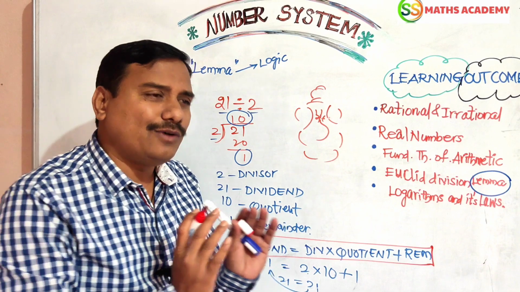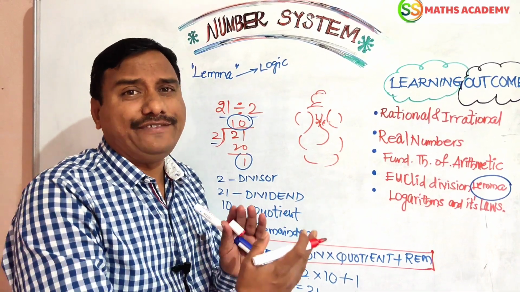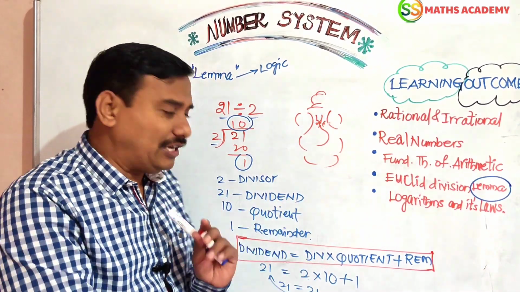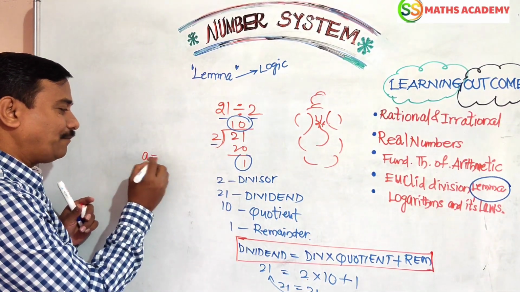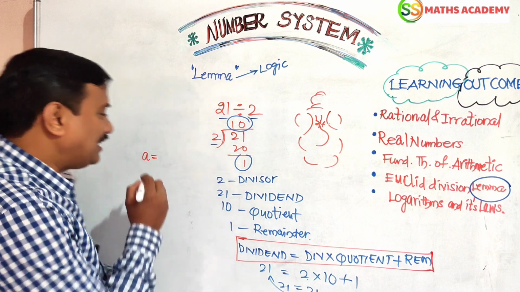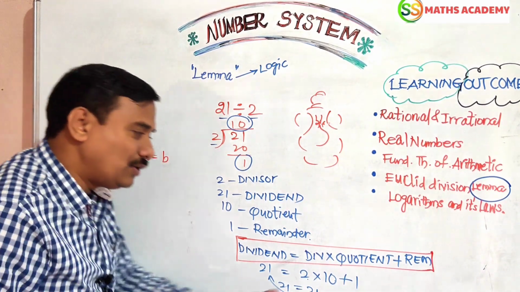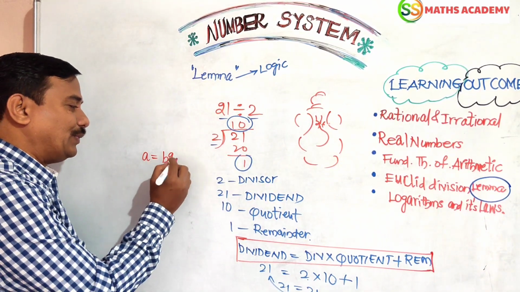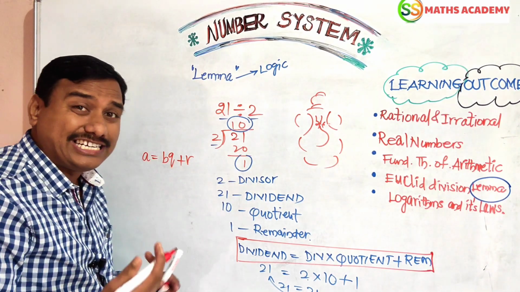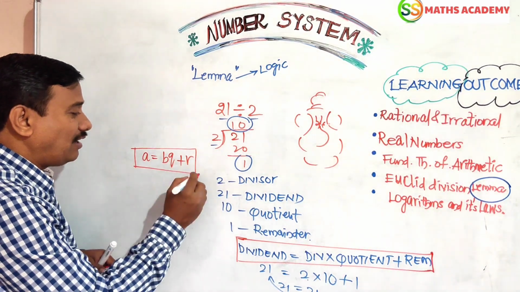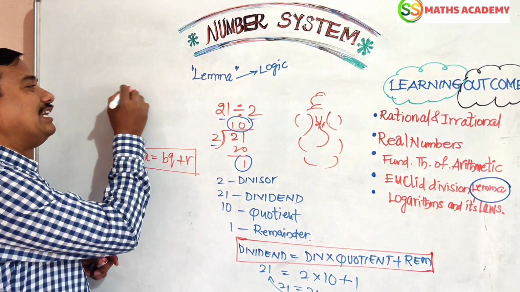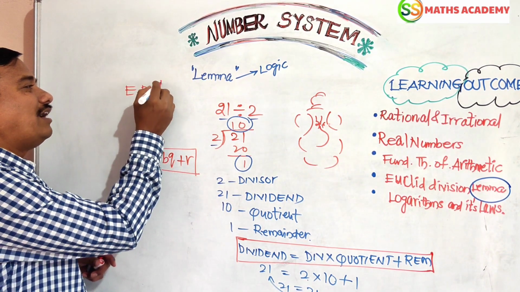Now I will use different variables instead of these terms. The dividend is denoted by a, the divisor is denoted by b, the quotient is denoted by q, and the remainder is denoted by r respectively. Such a statement is called the Euclid division lemma.